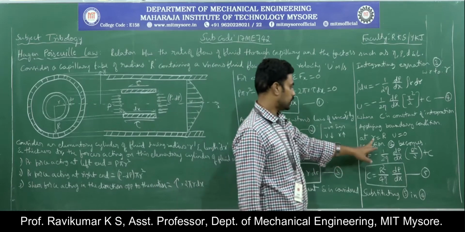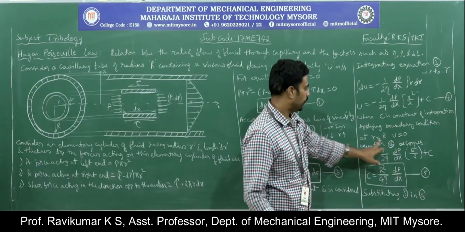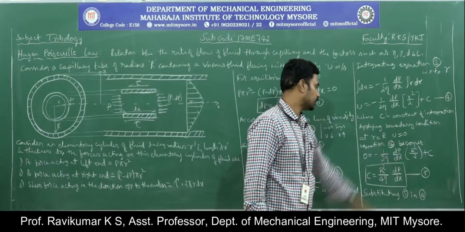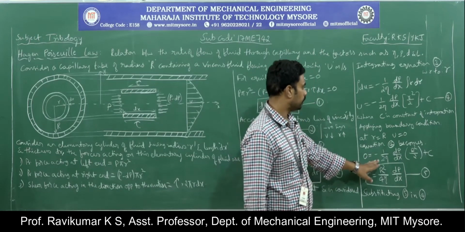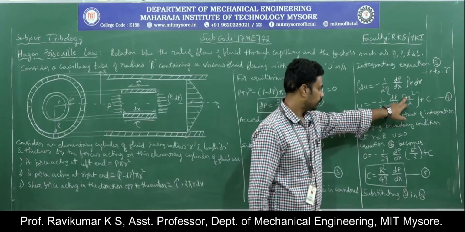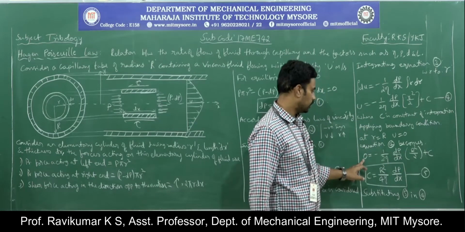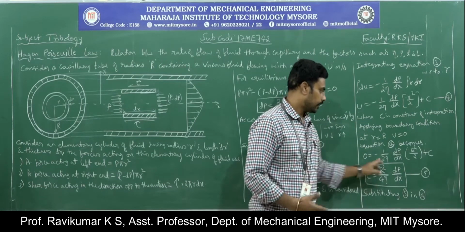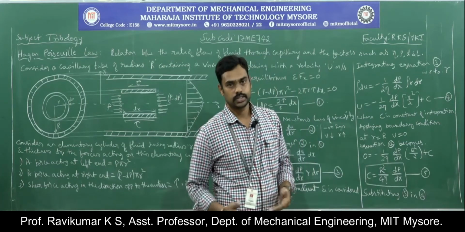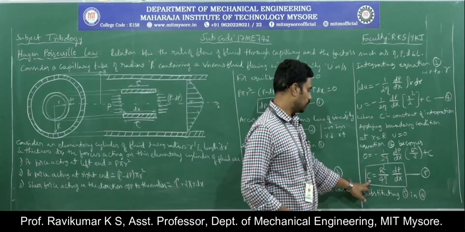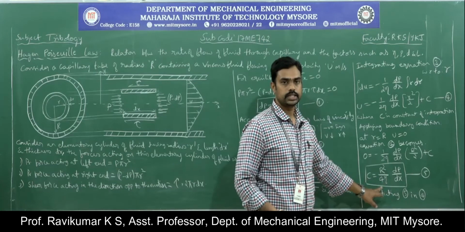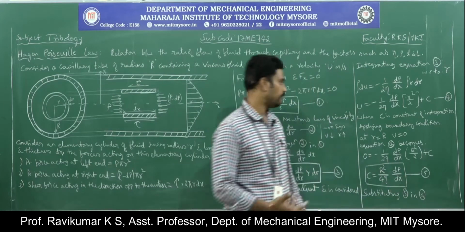So when small r is equal to capital R, u is equal to 0. Substituting capital R for small r, this term becomes 0, that is equal to c. From this we can get the constant c. You will obtain c as this expression. Call this equation 5.